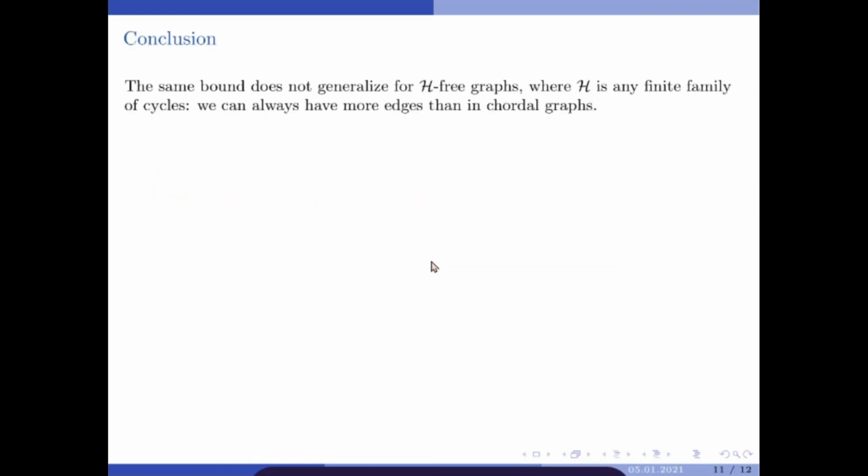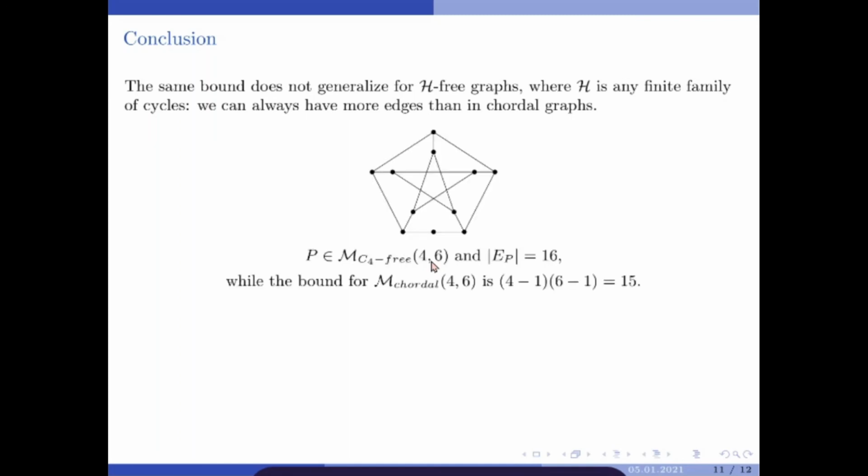And we also show that the same bound does not generalize if, instead of forbidding the cycles that you do for chordal graphs, you forbid any finite family of induced cycles. In these cases, we can always have more edges than we do in chordal graphs. And one such example is, for instance, if you look at C4-free graphs. Here we have this example with the Petersen graph, with one edge subdivided here. So this graph has maximum degree 3, matching number 5, but it has 16 edges. And the bound that we would obtain for chordal graphs is 15, right?